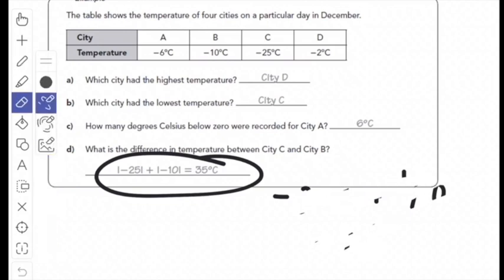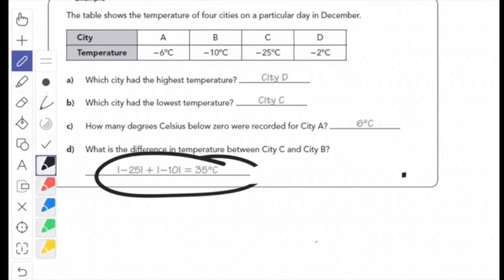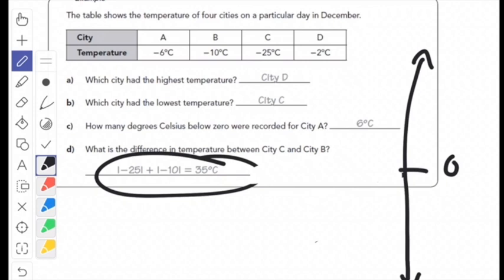All you have to do is draw a number line, and to do that would be like this. So we have a number line. We always put 0 on it, and then you have -10 to -25, and you need to figure out how far did you go from -25 to -10, and you can see it's 15 degrees.